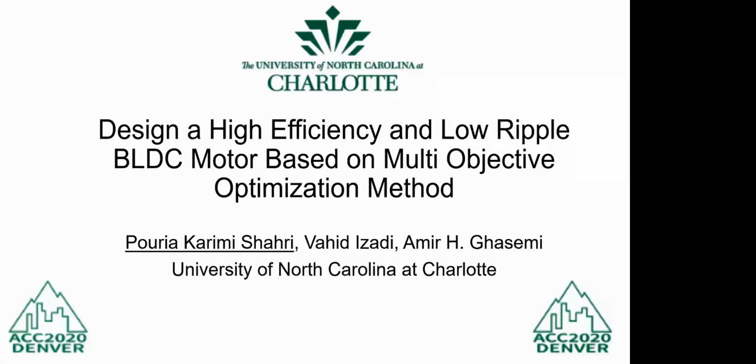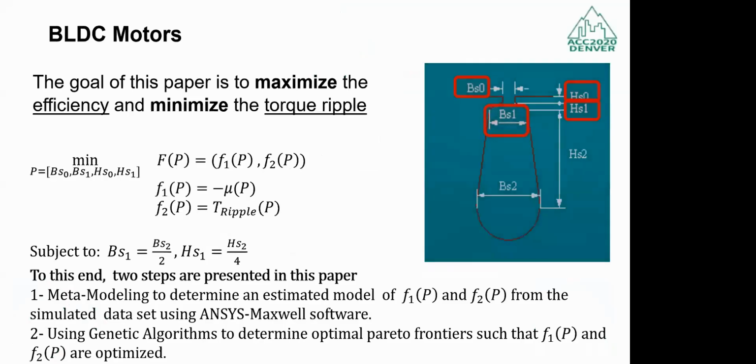Hello everyone, this is Purya Karimi. I'm going to present our work about designing a high efficiency and low ripple BLDC motor based on a multi-objective optimization method. The authors of this paper are me, Vahidi Zedi, and Dr. Amir Qasemi. The goal of this paper is to maximize the efficiency and minimize the torque ripple of a BLDC motor.